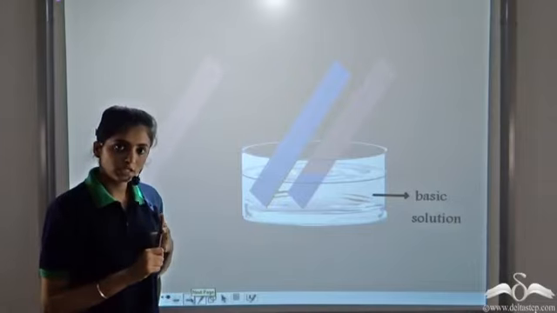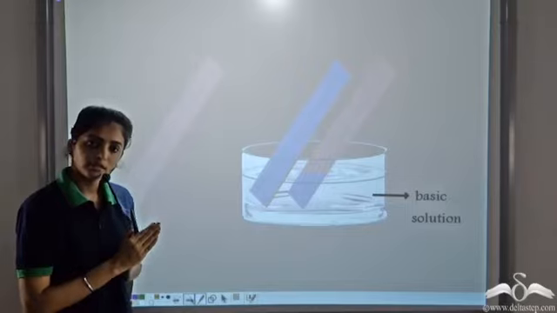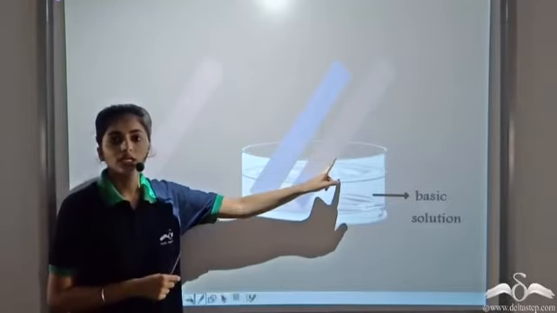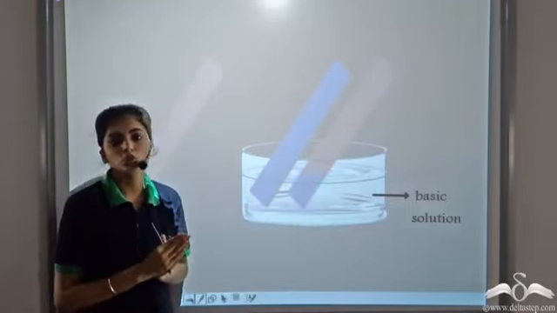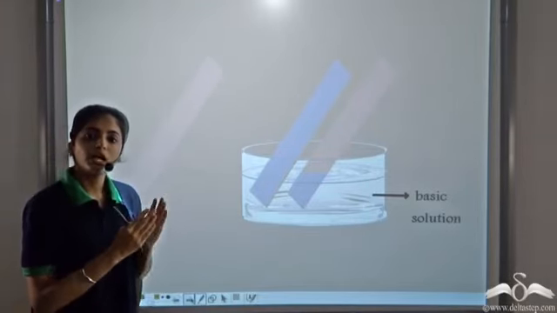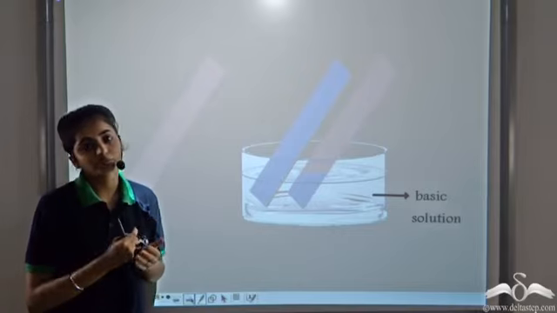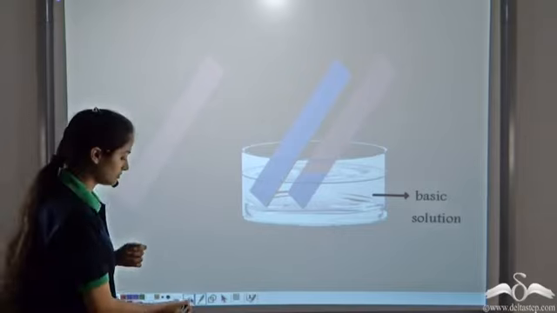So in acidic solutions, blue litmus paper changes to red, and in basic solutions, red litmus paper changes to blue. So we use these, that is litmus papers, as indicators in the laboratory to check for acidic and basic solutions.